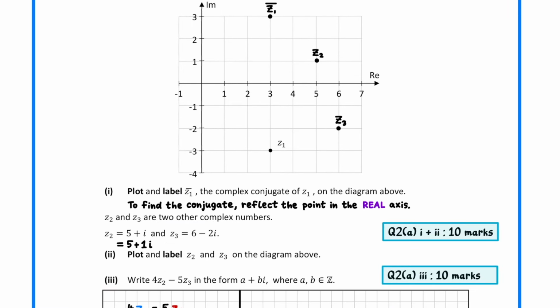Question 2a involves plotting complex numbers on an Argand diagram. In part 1, we must plot Z1 conjugate. This can be done using the fact that the conjugate is found by reflecting in the horizontal real axis. In part 2, we must plot Z2 and Z3. Z2 has a real component of 5 and an imaginary component of 1. Z3 has a real component of 6 and an imaginary component of -2.